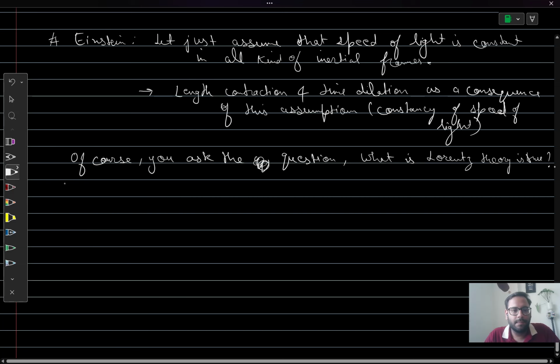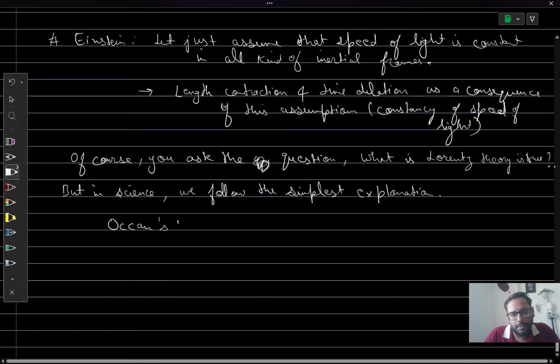But in science, we follow the simplest explanation. There is some principle, that is Occam's principle in science, or we also say Occam's razor.